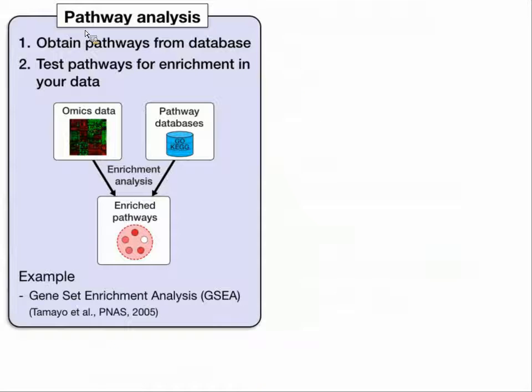And so one approach, what I call pathway analysis here, is to start with pathways from curated databases, and then test these pathways for enrichment in your data. So you have your data, for example, differentially expressed genes in your study, and you take pathway databases like Gene Ontology or KEGG, and now you test these pathways for enrichment using methods such as gene set enrichment analysis.